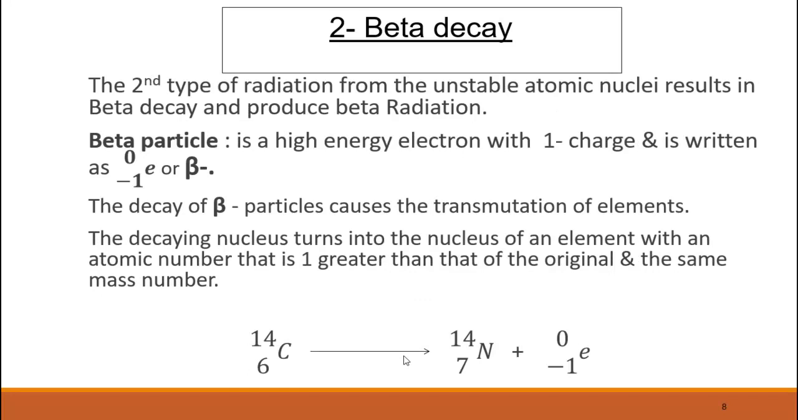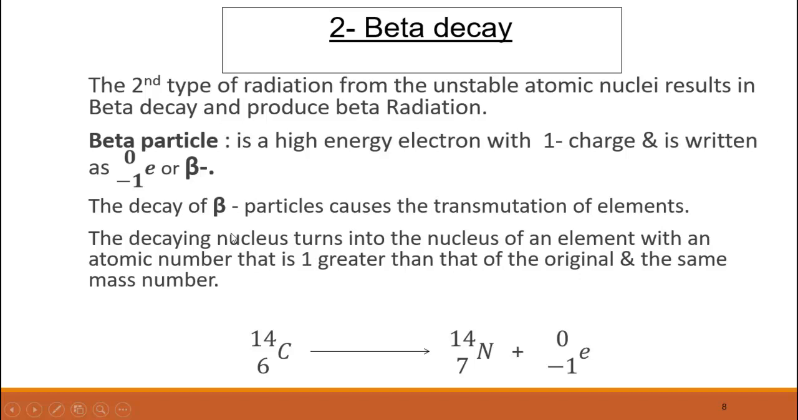The second type of radiation is beta decay. Unstable atomic nuclei can undergo beta decay and produce beta radiation. A beta particle is a high energy electron with -1 charge, written as e for electron, with mass number 0 and atomic number -1, or beta negative. So this is how we can write beta particles.